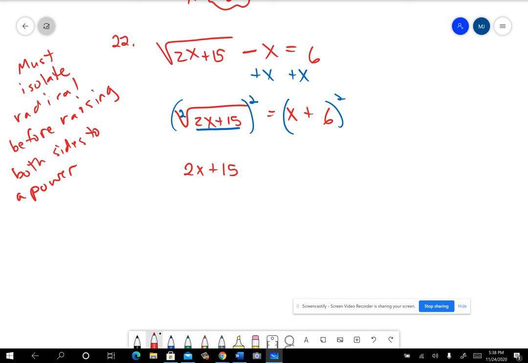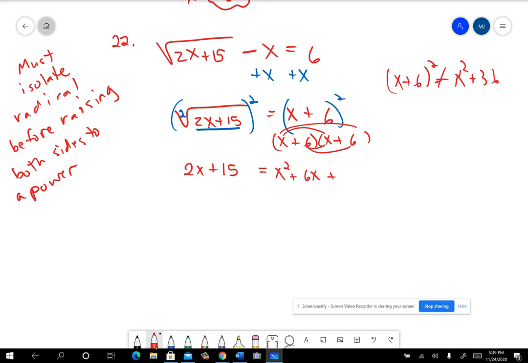But now, on this other side, you really have x plus 6 times itself. So you want to write it twice so you can FOIL that and not mess it up. Okay, x plus 6 squared is not x squared plus 36. That's the big mistake people make. It's x squared plus 6x plus another 6x plus 36. So the middle terms don't cancel out. You get 12x there. So just do the math.